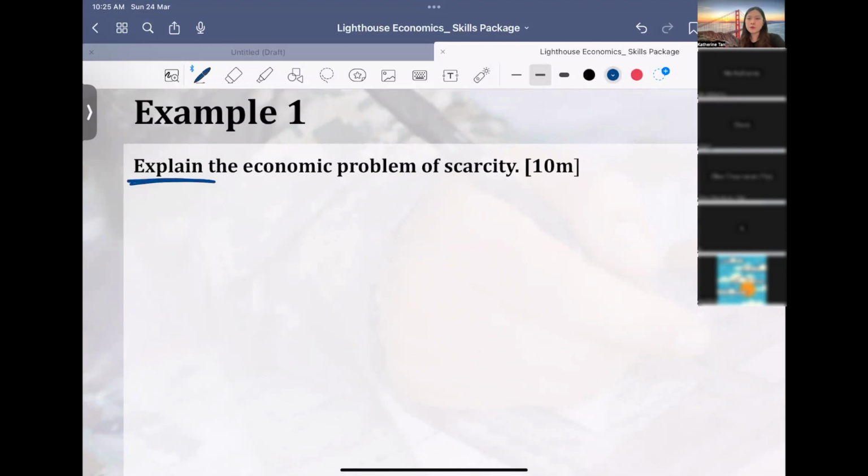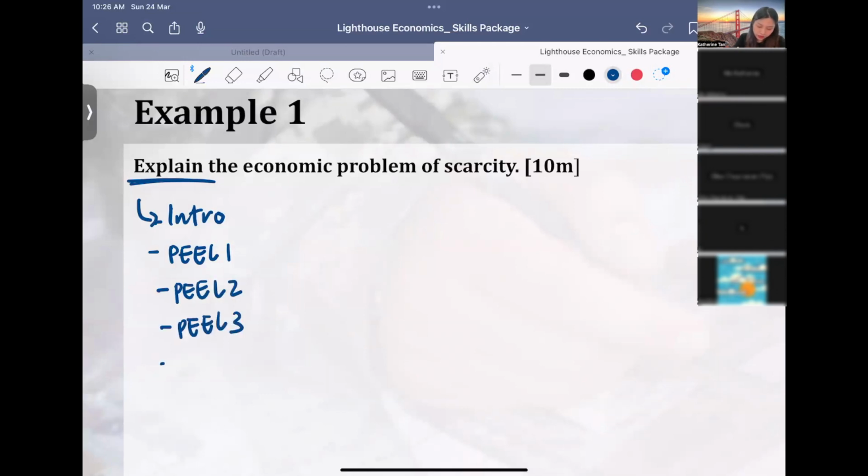So remember, based on explain alone, you know what your structure is going to be like. All this is going to happen in your head in the exam, you don't have time to write everything out, but it's very good to practice it when you're writing by yourself at home, so that in the exam it will come very intuitively to you. You know you've got your intro, your point 1, point 2, point 3, and your conclusion. So this is going to be your command word.